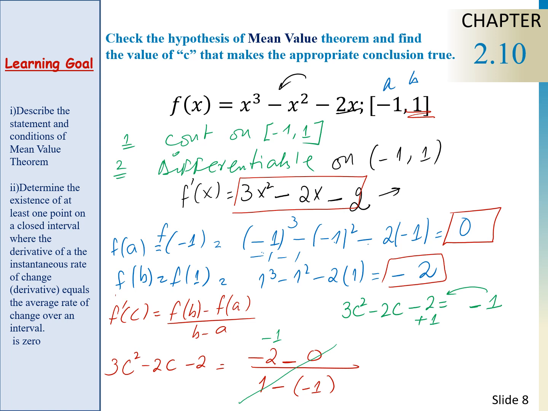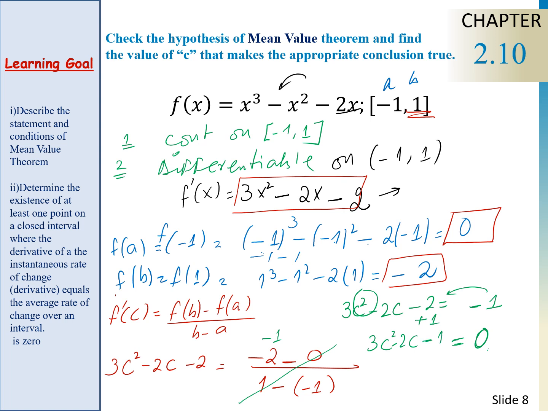And why are we bringing it? Because we know that here the power 2 shows it's a quadratic equation. To factor the quadratic equation, it is important that on this side there should be a 0. So we will get 3c square minus 2c minus 2 plus 1, which gives us negative 1.